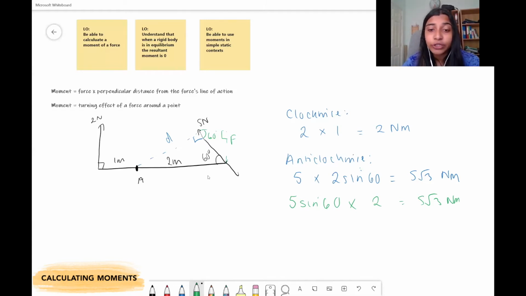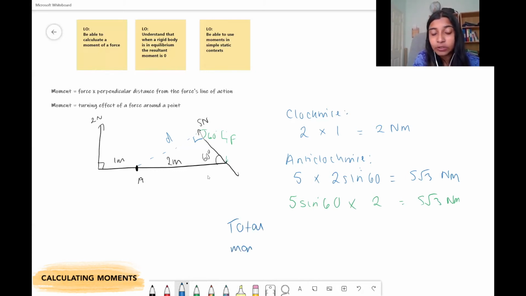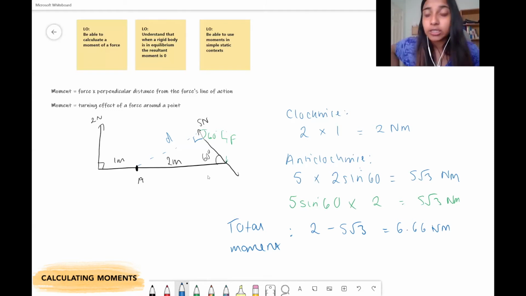Now to find your total moment, you just want to add it up together. Taking your clockwise as positive to be 2, taking your anti-clockwise as negative, so minus 5 root 3. If you plug that into your calculator, that's just negative 6.66 newton meters, and that's your answer to this question. So your sum of moments is just your clockwise, take that as positive, and then you subtract your anti-clockwise moment from that to find your total moment.